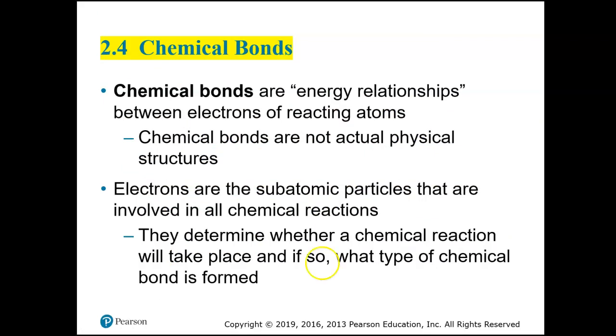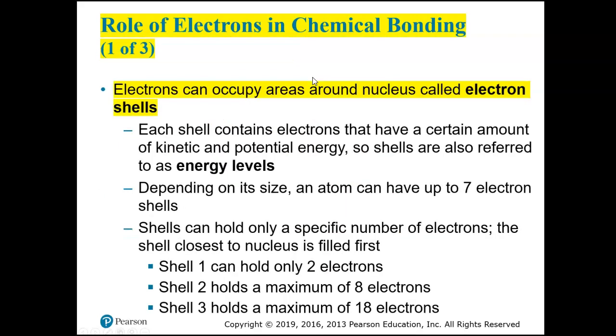We're going to skip on now to section 4, called chemical bonds. Chemical bonds are just strong attractions between atoms that form compounds and molecules. The subatomic particles that are essential in forming chemical bonds are electrons. So we have to talk about electrons and their role in forming chemical bonds.